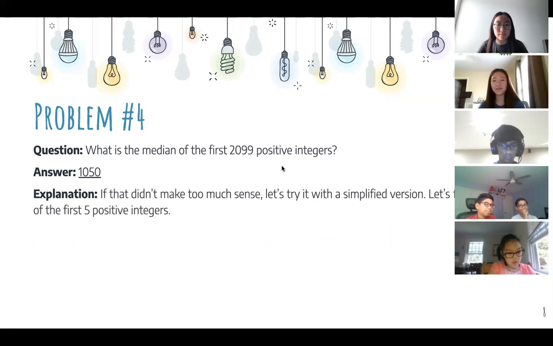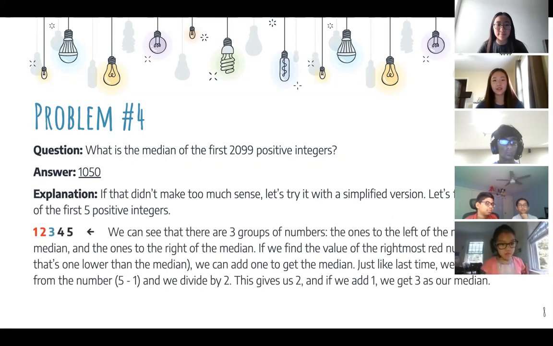Okay, so if that didn't make too much sense, we're going to look at a more simplified version. So if we look at finding the median of the first 5 positive integers, we can see the numbers on the left. So we can see that there are three groups of numbers: the ones to the left of the median, the red ones, and then the median, the blue one, and then the ones to the right of the median, the black ones. And if we find the value of the rightmost red number, the number that's one lower than the median, we can add one to get the median.